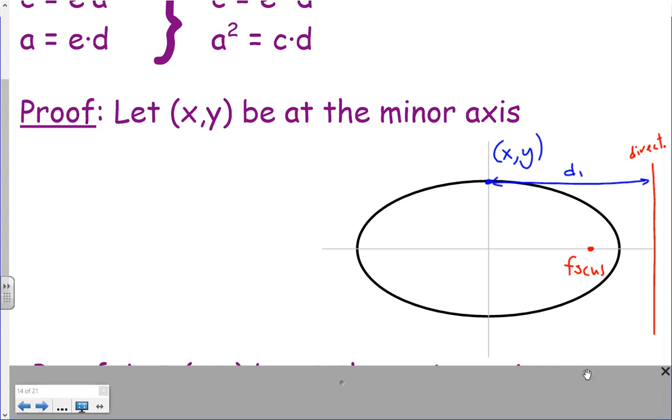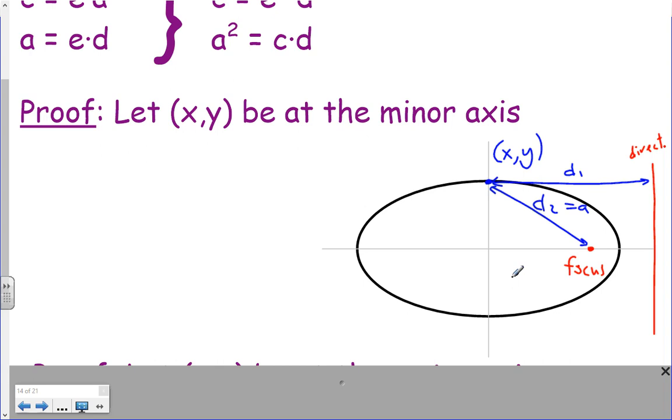And the distance from that point to the focus, that distance is D2, which actually we just showed that D2 is actually equal to A, right? We did that on the previous slide. So this is actually equal to A. As long as I'm picking that point at the minor axis, that's the case.